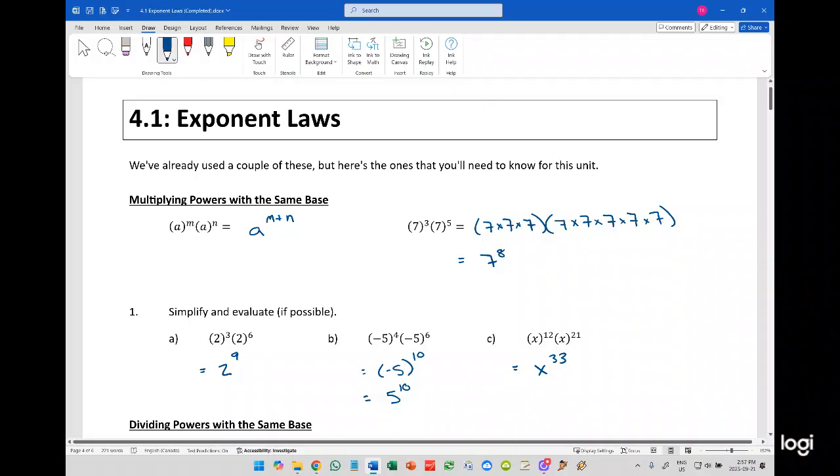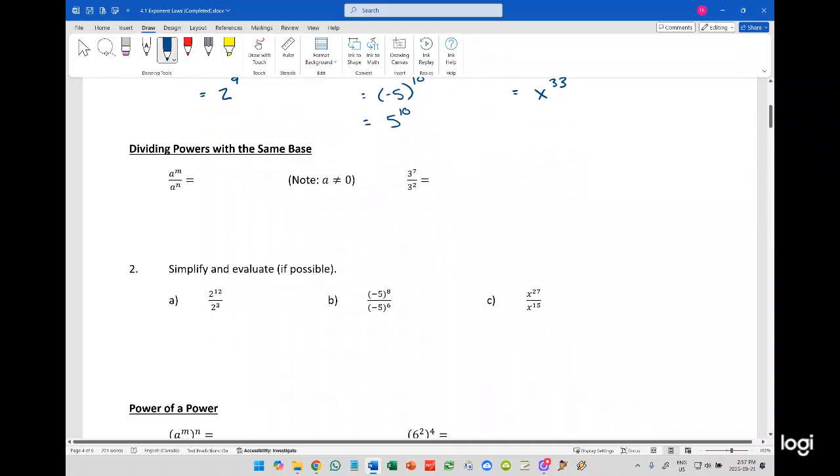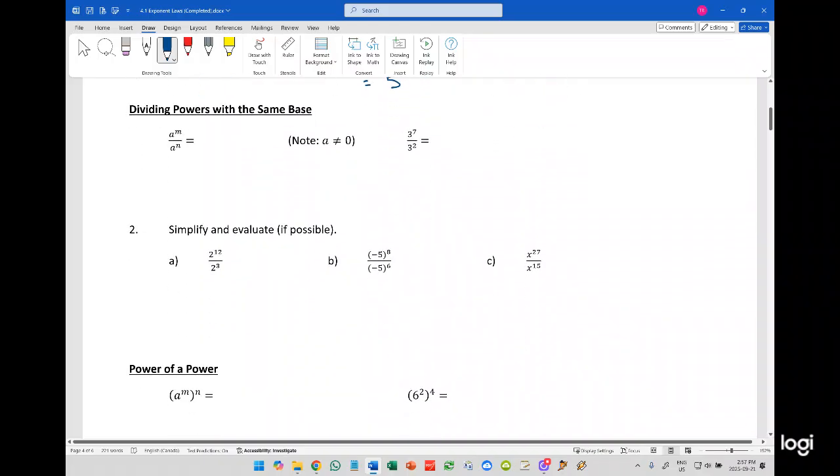All right, moving on to the next one. Very similar, except this time we're going to divide powers with the same base. So a to the m divided by a to the n is a to the m minus n. And just a quick note, this does not work for a equal to 0, because that would make the bottom of our fraction 0.